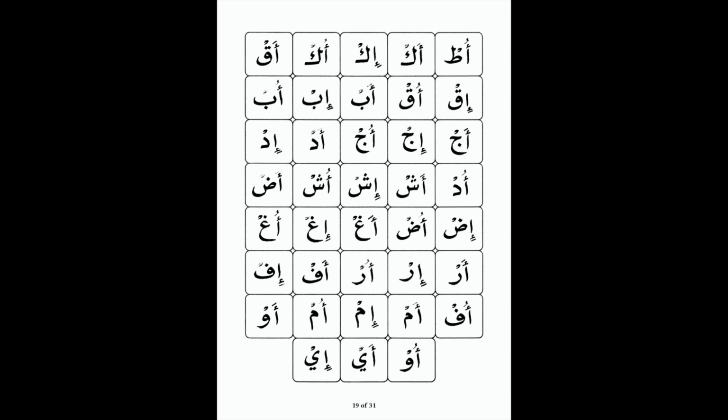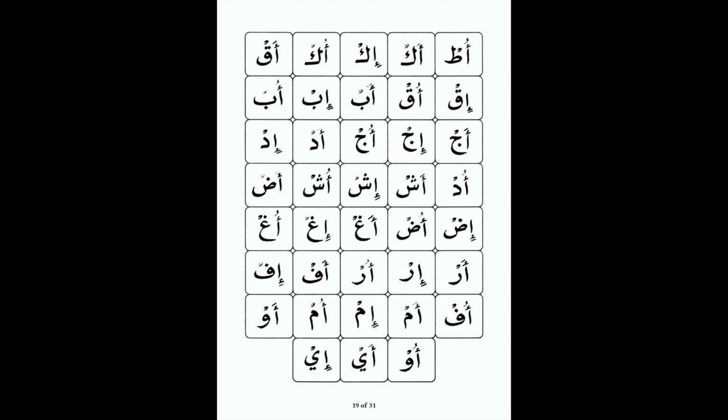Hamza fatha ba sukun abe. Hamza kasro ba sukun ibe. Abe, ibe. Hamza dhamma ba sukun ube. Abe, ibe, ube. Hamza fatha jim sukun aje. Hamza kasro jim sukun ije. Aje, ije. Hamza dhamma jim sukun uje. Aje, ije, uje.